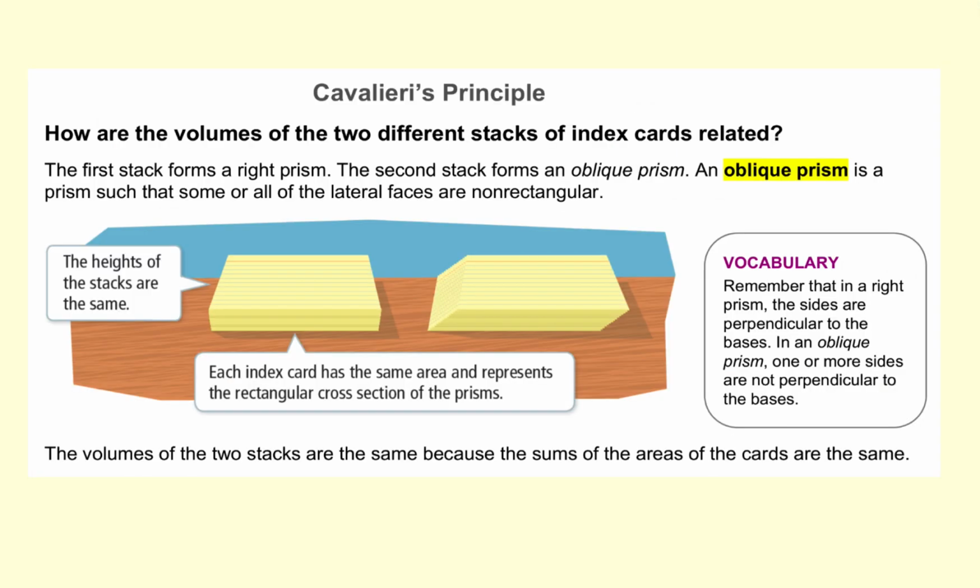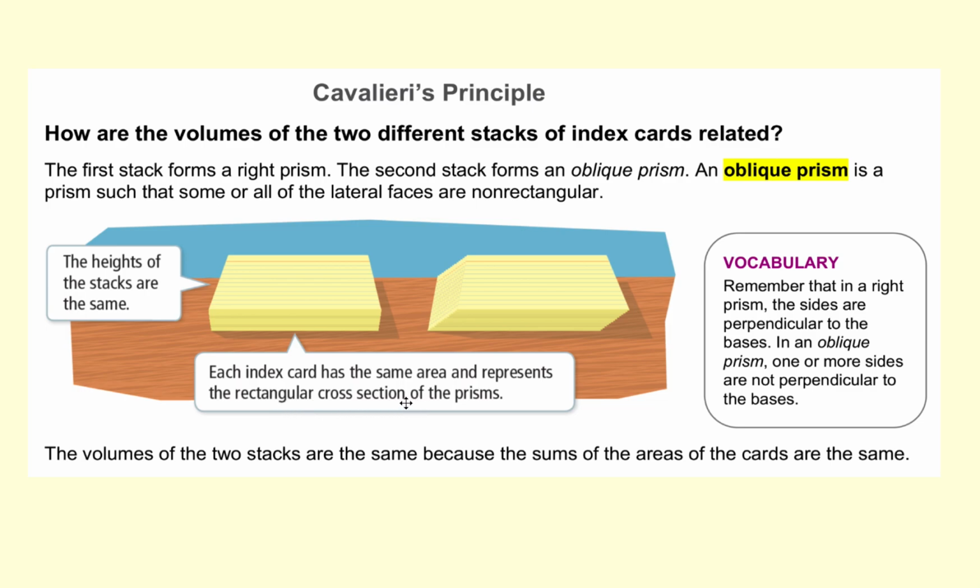Cavalieri's principle says this: if the first stack here of cards is making a right prism, the second stack is making a prism too, but it's oblique. Oblique is that the lateral faces right here are not rectangular. It's making an angle right here. But every index card has the same area and represents the same cross section of the prism.